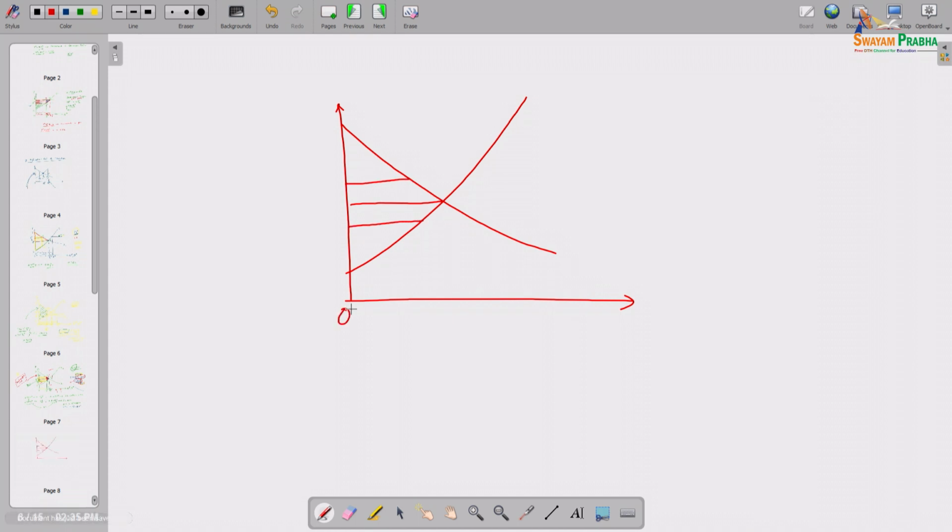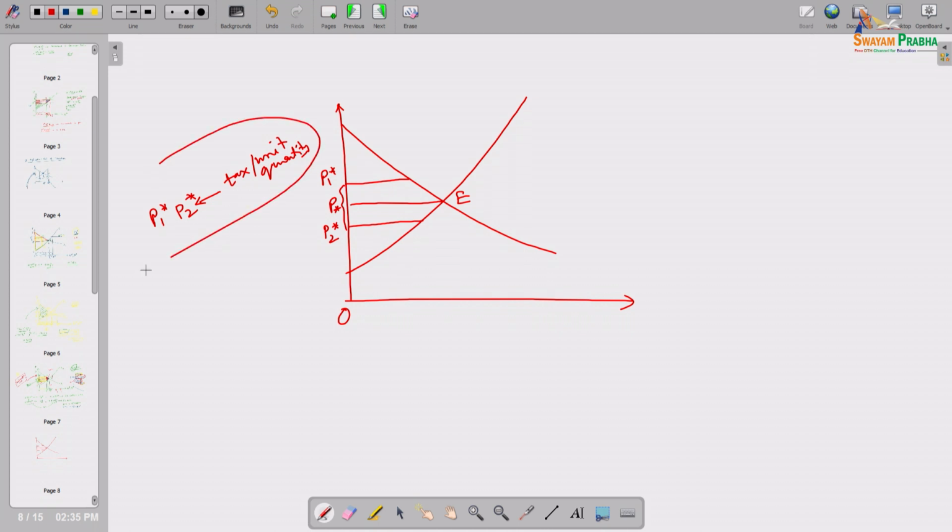So, O, this is E point, this was the P star point, this is say P 1 star point, and this is say P 2 star point, okay. After the imposition of the tax, P 1 star, P 2 star, that is the tax amount per unit, right, tax per unit quantity, it is quantity tax, right, we have clarified that earlier, okay. So, that tax amount is P 1 star, P 2 star amount, right, vertical distance.